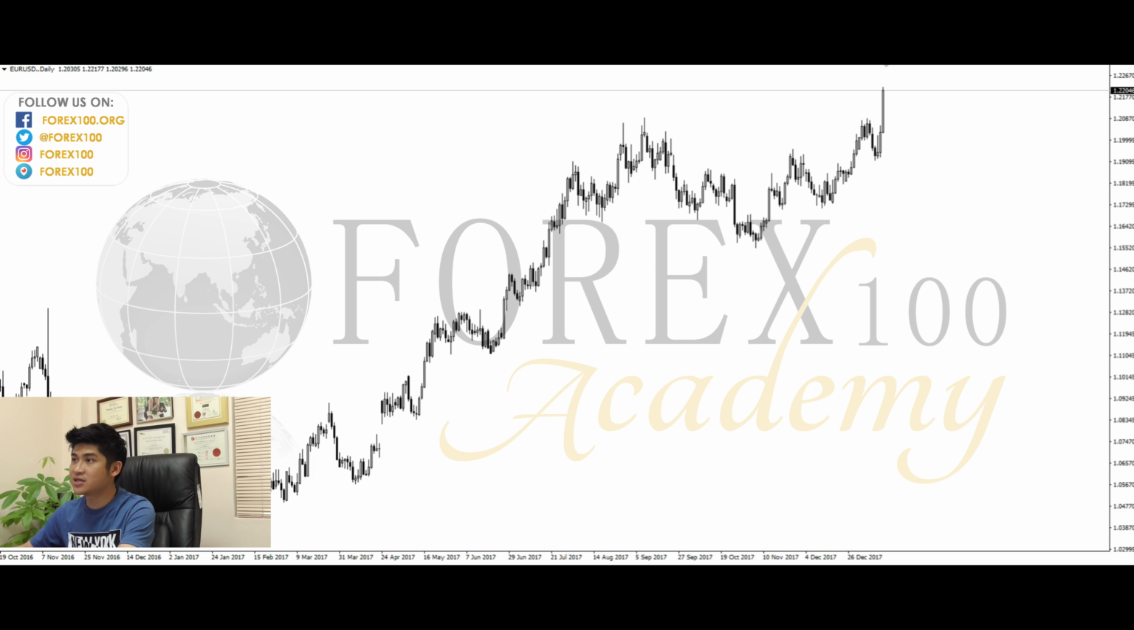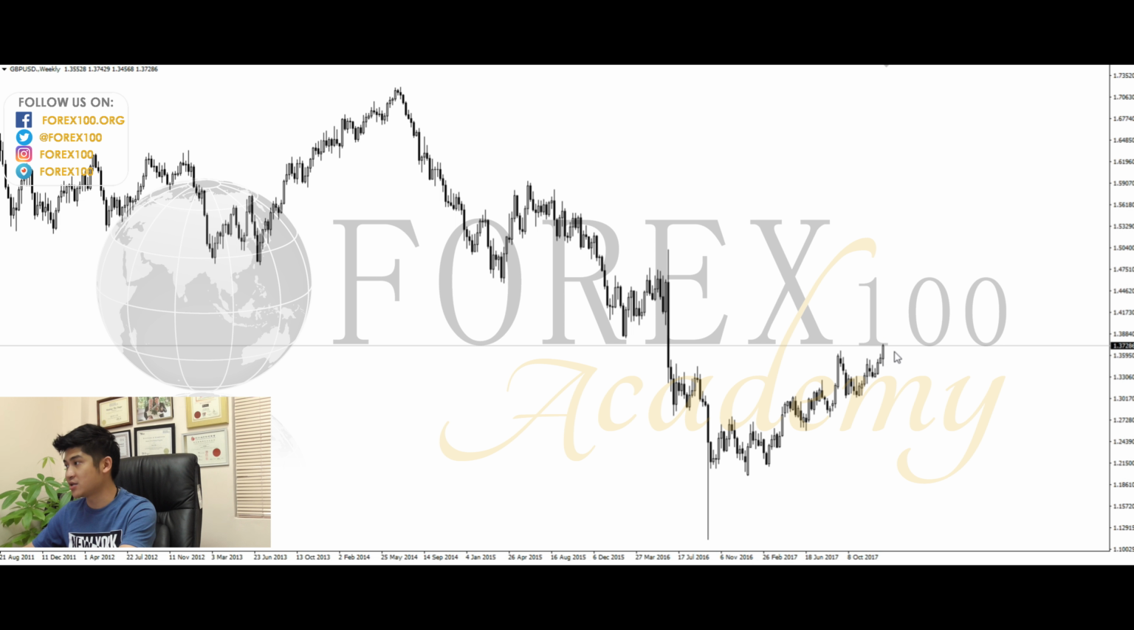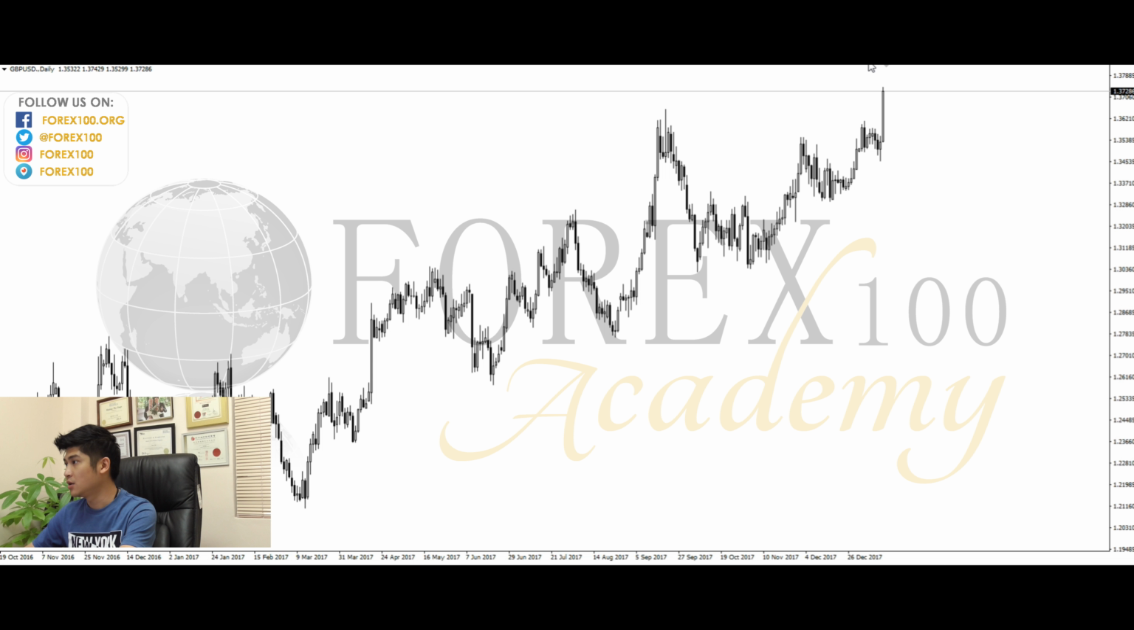Let me just clear this and let us go to pound dollar. Pound dollar likewise, on a weekly chart, closes above, slightly above the high price, but it's still counted. So we do see a possibility the market is going higher. If we go down to a daily time frame, we see the same thing. Friday's candle broke above and closed above the previous high.